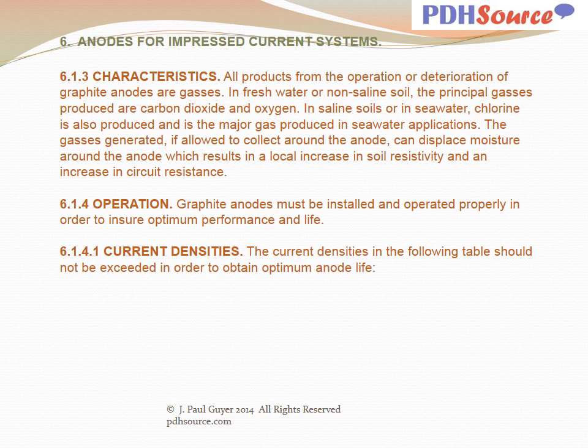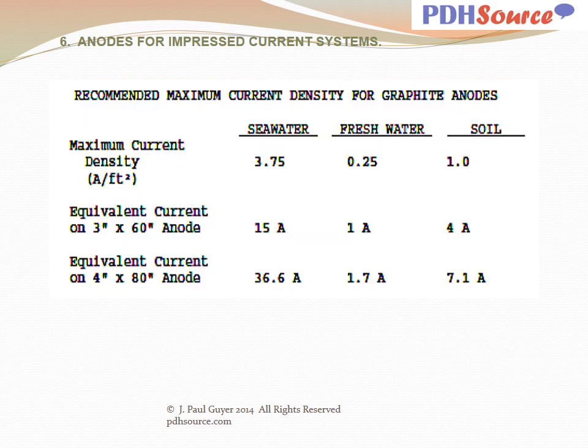Graphite anodes must be installed and operated properly in order to ensure optimum performance and life. The current densities in the following table should not be exceeded in order to obtain the optimum anode life. This table indicates the recommended maximum current density for graphite anodes in seawater, freshwater, and soil.